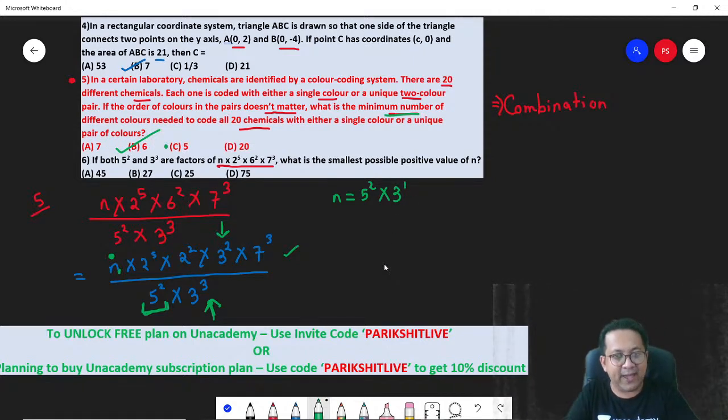Why? Because if n is 25 squared into 3 to the power 1, the denominator and the numerator will be cancelled out and the remainder will be 0. So what is the value of n? The smallest value of n is 75.